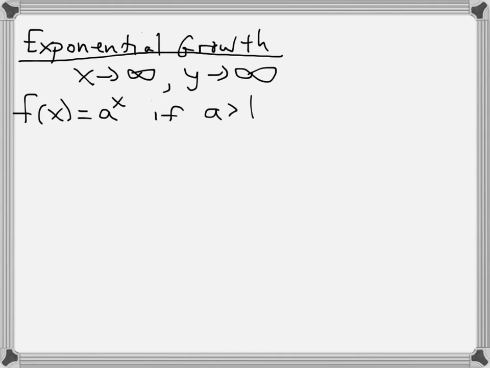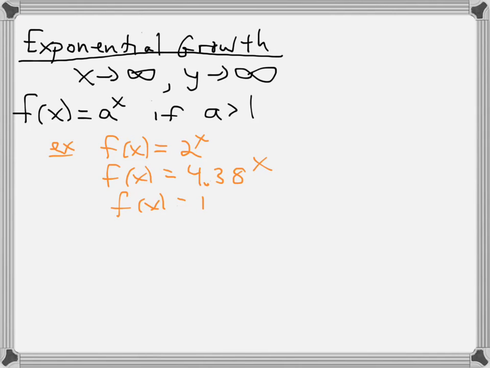So just some examples of exponential growth would be something like what we just saw, 2 to the x power. Or it could be something like f of x is 4.38 to the x power. Or f of x is 1.0001 to the x power. That's going to grow as well, just really slowly. And what's the domain? Well, this is going to be true of any exponential function. For all of them, the domain will always be negative infinity to positive infinity.